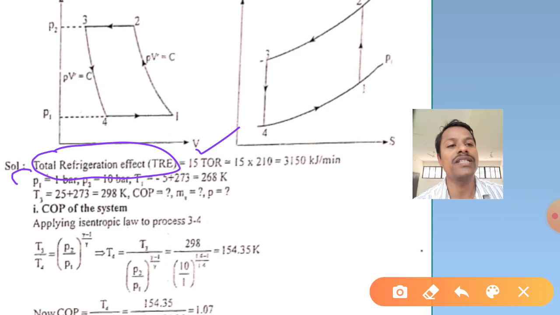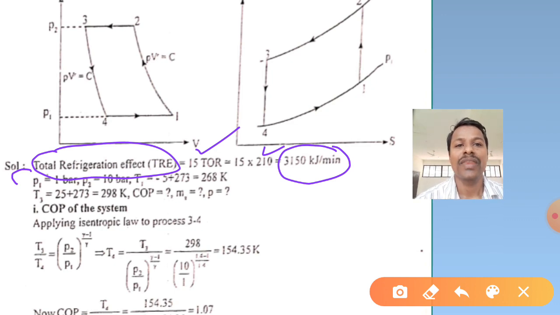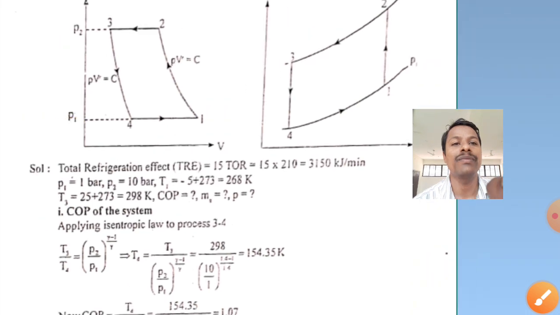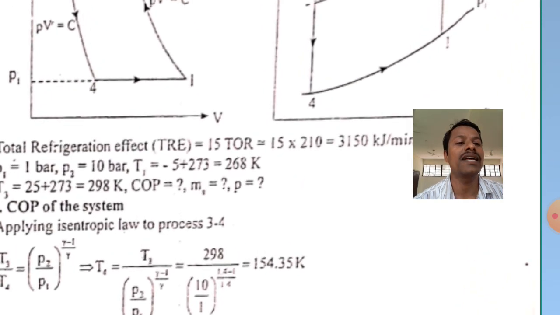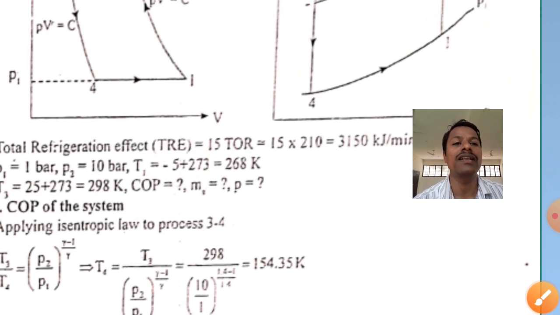So 1 ton of refrigeration is 210 kilojoule per minute, so 15 into 210. If I operate the calculator, I will be able to calculate it as 3150 kilojoule per minute. So here the minimum pressure P1 is 1 bar he has given in the problem statement, and P2 is 10 bar, and T1 he has given as minus 5 degrees Celsius. Minus 5 plus 273 is 268 Kelvin, T1 temperature we noted.